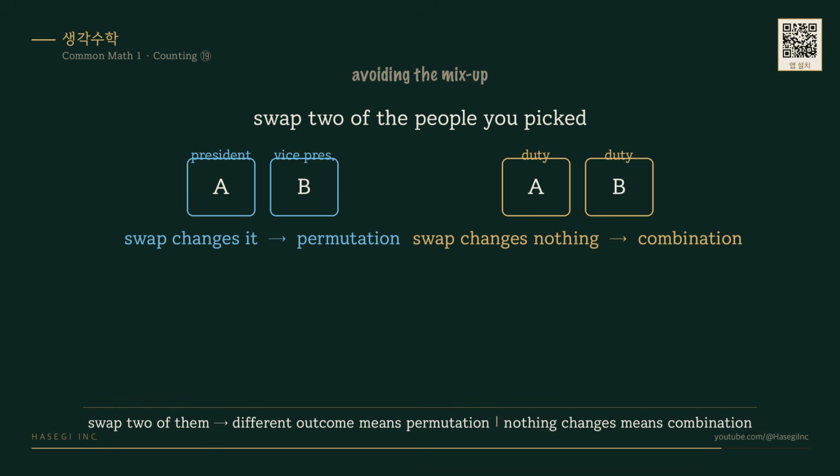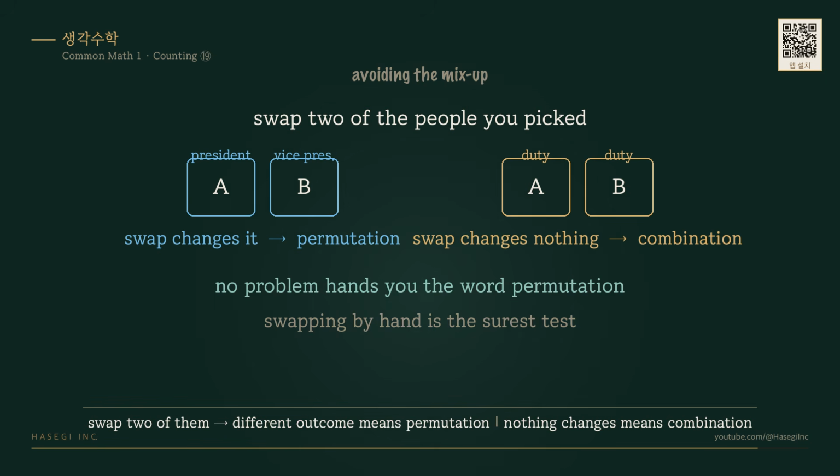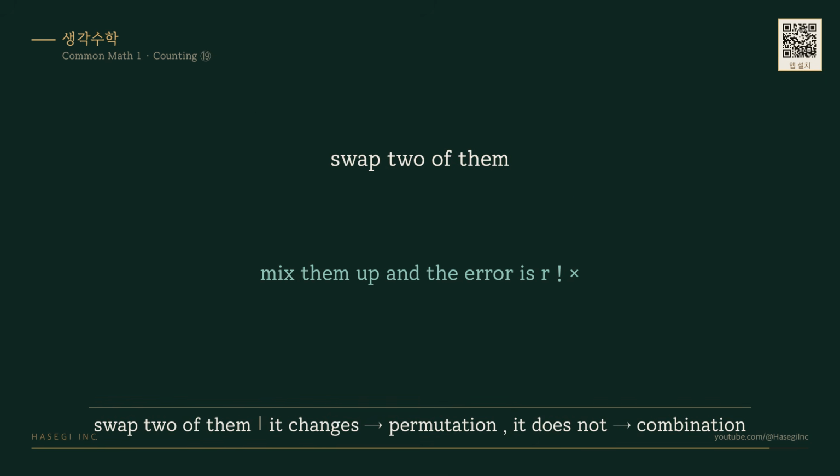That is a combination. No problem is ever going to hand you the word permutation, so swapping them by hand is the surest test. Swap 2 of them. If it changes, permutation. If not, combination.